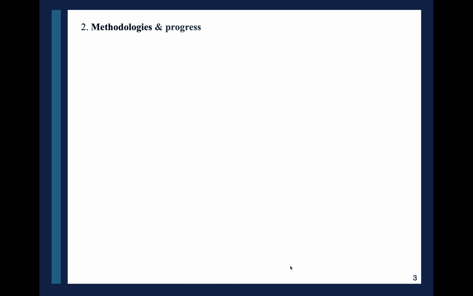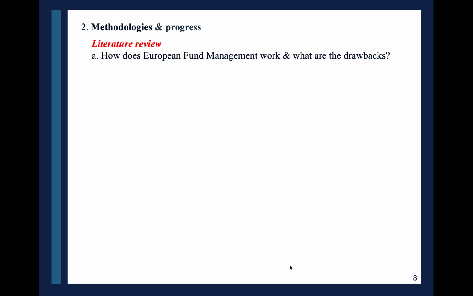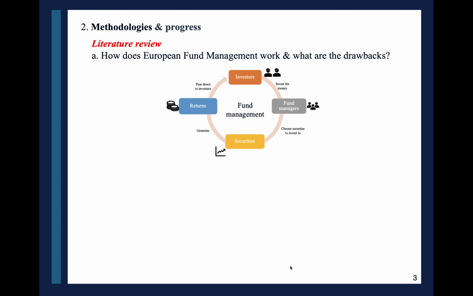The second part is methodologies and progress. To answer the first question, I mainly conduct a general literature review. This is the simplified ecosystem of fund management. The investors act as trustor or principal to invest their money to the trustee, or we say fund managers, and then fund managers serve as agents to the investors.